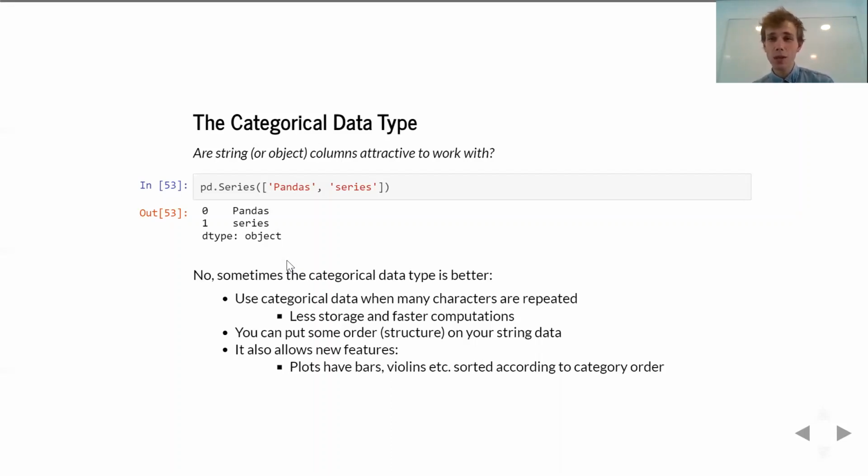In addition, there is no real ordered structure on strings, but when we work with categorical data in Pandas, it's actually possible to order different values, different categories. That's not the case if you're just working with raw strings. And working with categories also allows us to make bar plots, violin plots, etc. according to the category order. So we can make, say for instance, a plot by category type. Okay, so these are some reasons why it may sometimes be a good idea to convert a string column in a data frame to a categorical column instead.